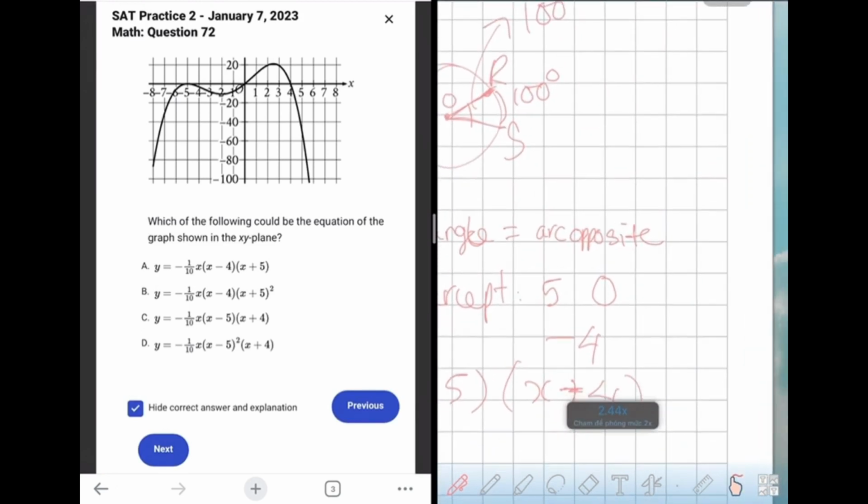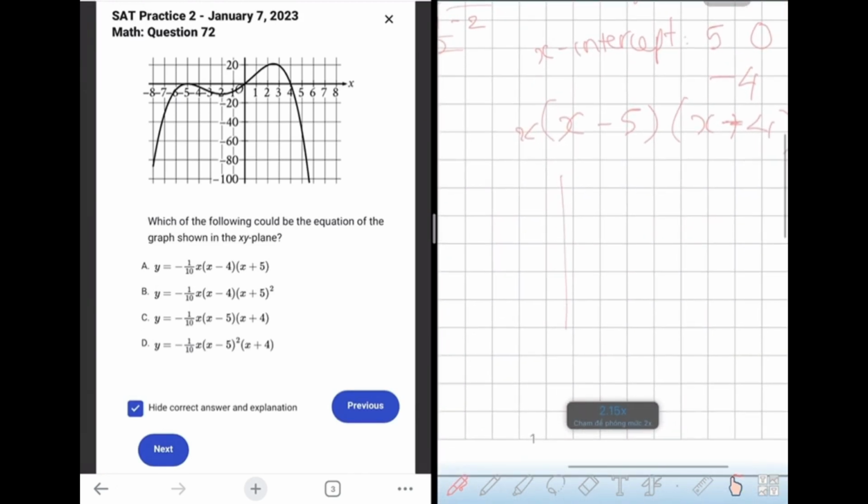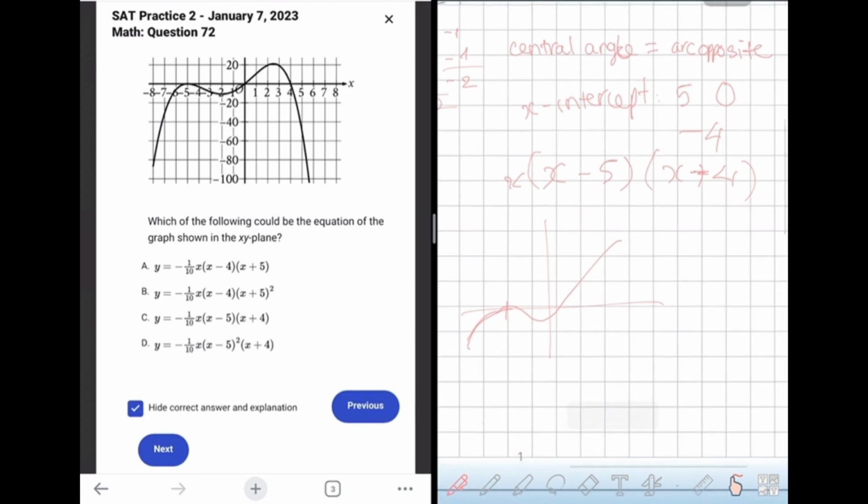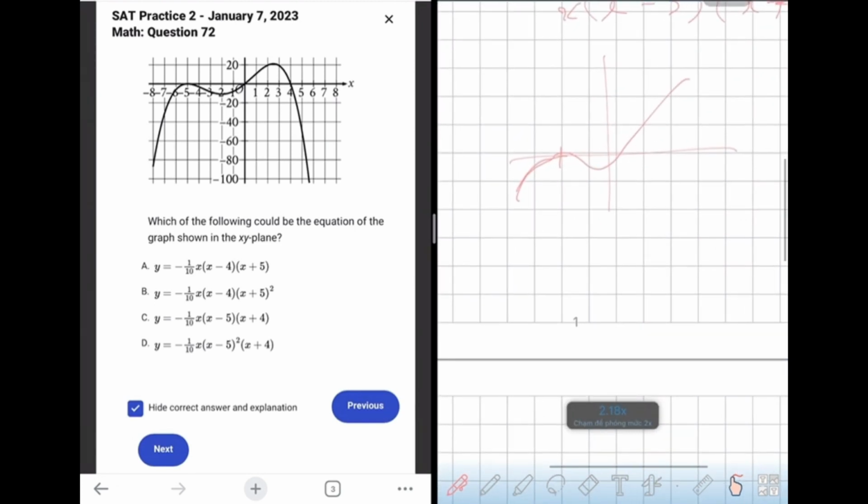Okay, now I will draw the graph again. Oh, it's bad, but I think it's still okay. Sorry, my bad again. I will do it again. Okay, the x-intercepts are -5, 4, and 0. So the form must be x minus 4, x plus 5.